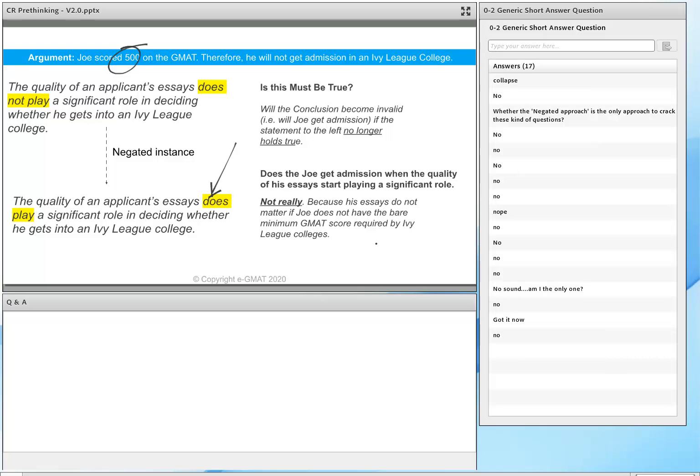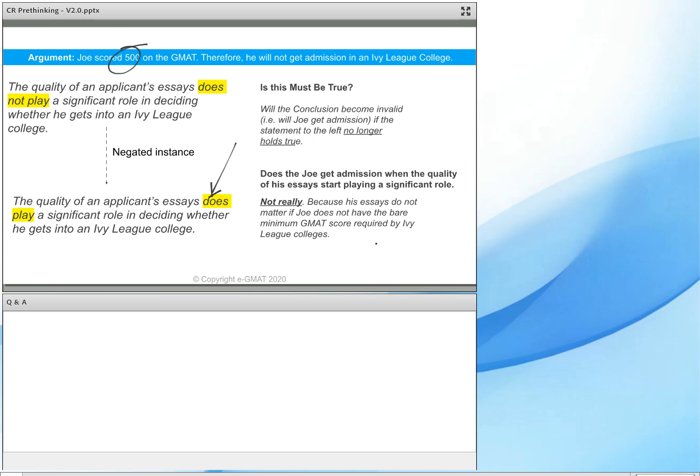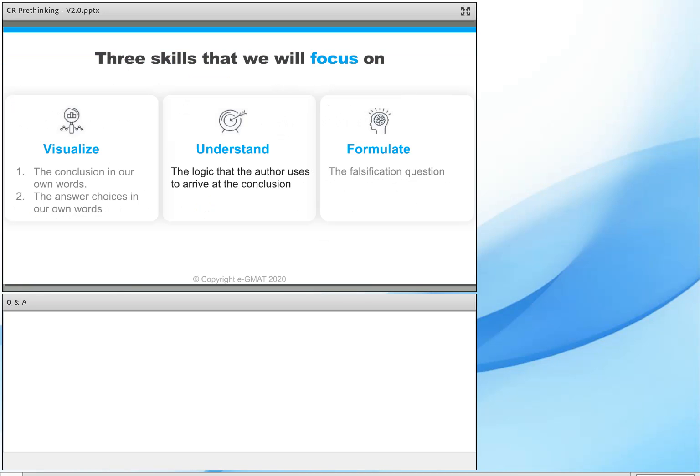And again, for those of you who are saying this is sophisticated logic, which is why we have some pre-lessons. This is a very, very application-focused webinar. If you're not getting it now, you will get it in 2 questions, trust me, because this is the same logic that will be repeated in different contexts. Remember the 3 skills that we will focus on: visualize the statement, which is the conclusion or the answer choices; understand the logic; and formulate the falsification question.